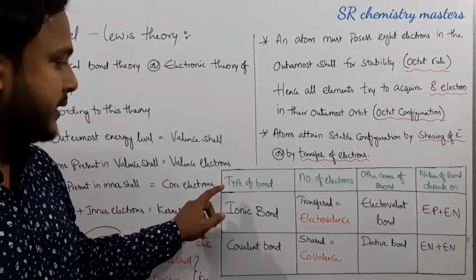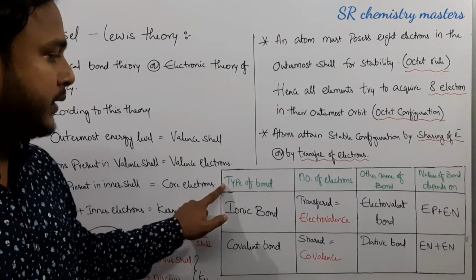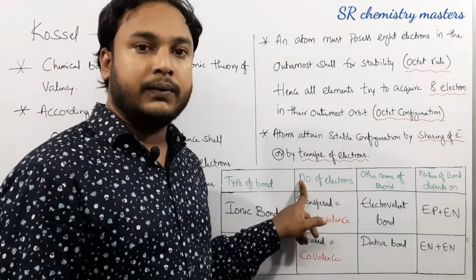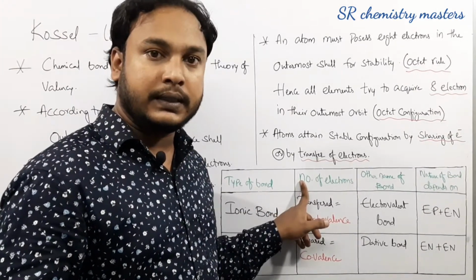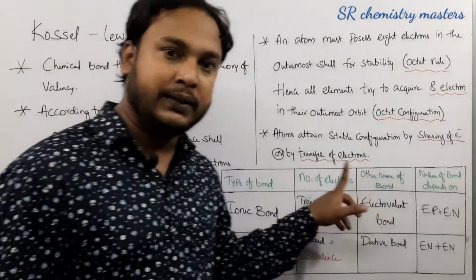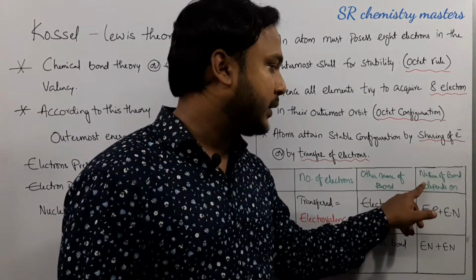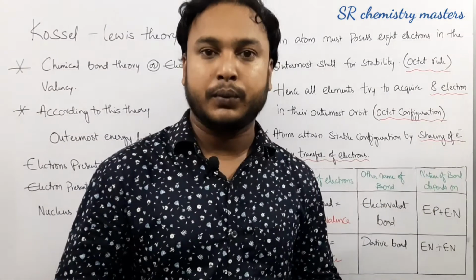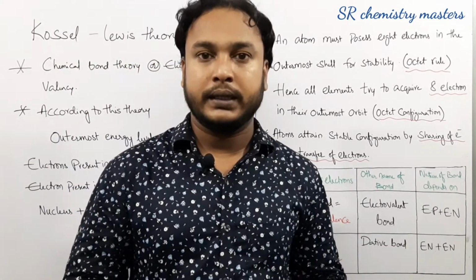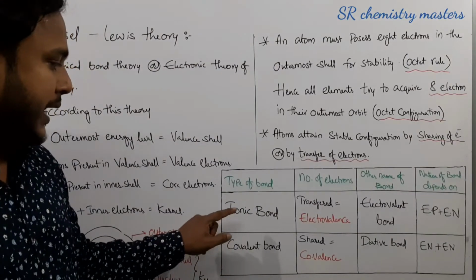For convenience, the first box of the tabular form indicates the type of bond, the second box indicates the number of electrons which are transferred or shared. The third box includes the other name of the bond, and the last one is nothing but the nature of the bond, which depends on which type of property, either electron affinity or electronegativity. We are going to see. First, we are going to discuss the ionic bond.